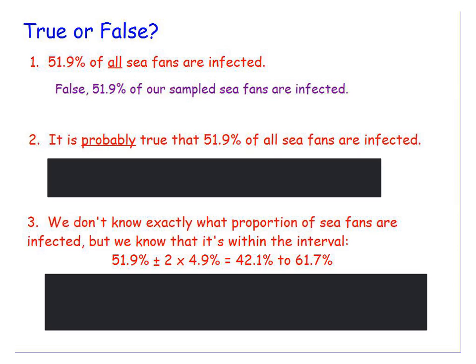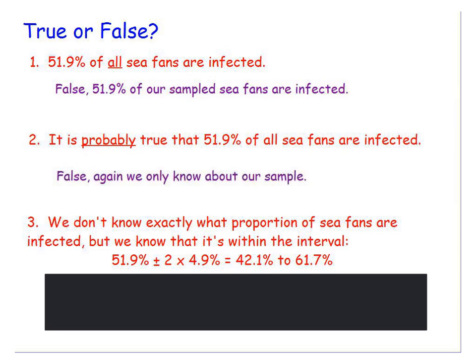Okay, well, it's probably true that 51.9% of all CFANs are infected. The problem is, again, that 51.9% is about our sample. It doesn't matter how much you want to say it relates to the population. It's not ever able to go straight to the population from the sample. So again, this is false. So let's look at 3. 3 is slightly different. We don't know exactly what proportion of CFANs are infected, but we know that it's within the interval. Here's the mean, 51.9%.